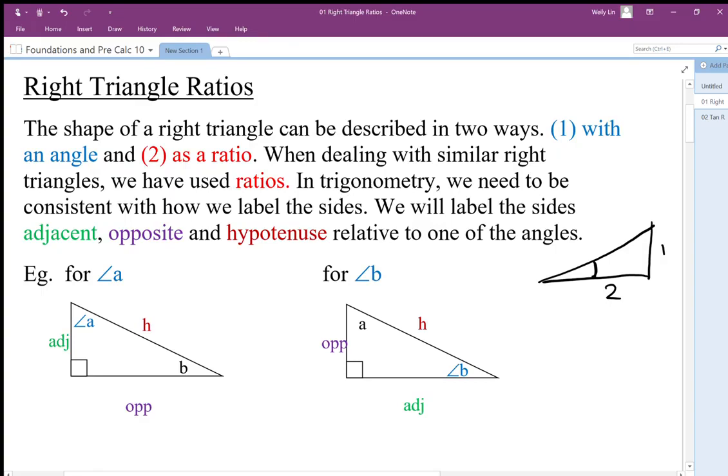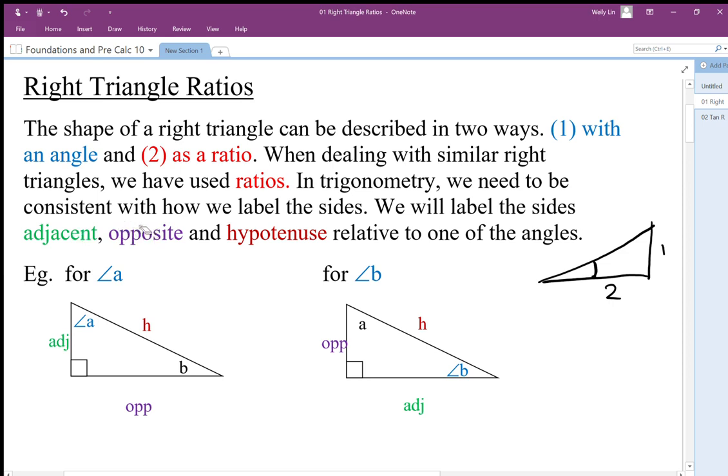And what we're going to do is label the sides as adjacent to some angle. For example, here, if we talk about angle A, the side adjacent or next to angle A is going to be this side here. If I make it relative to angle B, the adjacent side will be this side. So these are the same two triangles, but angle B has a different adjacent side than angle A, which has this adjacent side.